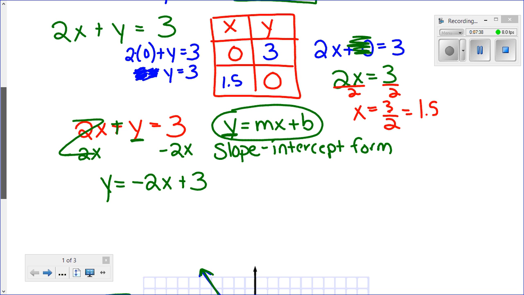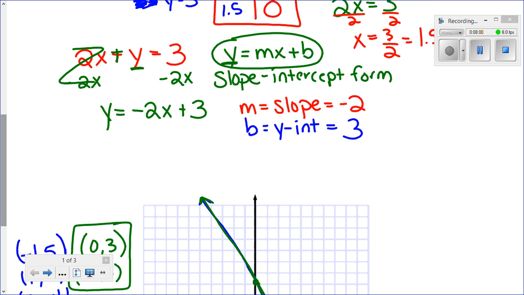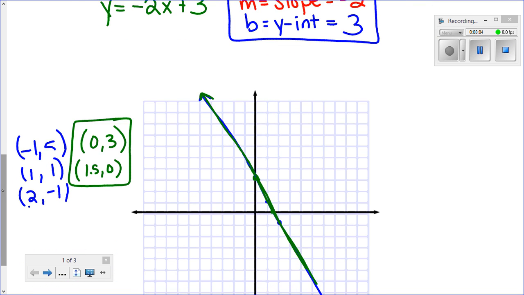So now you can see that our m, which is equal to our slope, is a negative 2. And our b, which is equal to our y-intercept, okay, that we already found by plugging that 0 in for x, but you can see that our y-intercept is a positive 3. So when we use these 2 forms of information, we can graph a line.